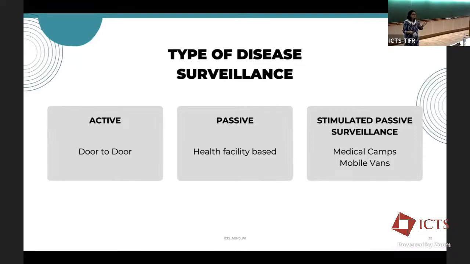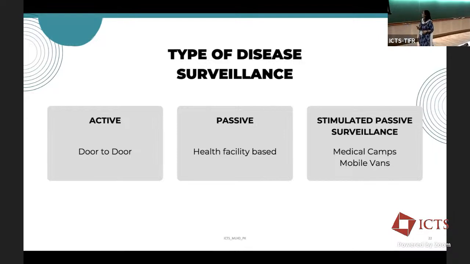If they have symptoms, they may not feel like going all the way to the facility. So for many conditions, we also have what is called active surveillance. These are the technical terms. Passive is when you report to the health facility. Active is when the health system is going out, looking out for you.